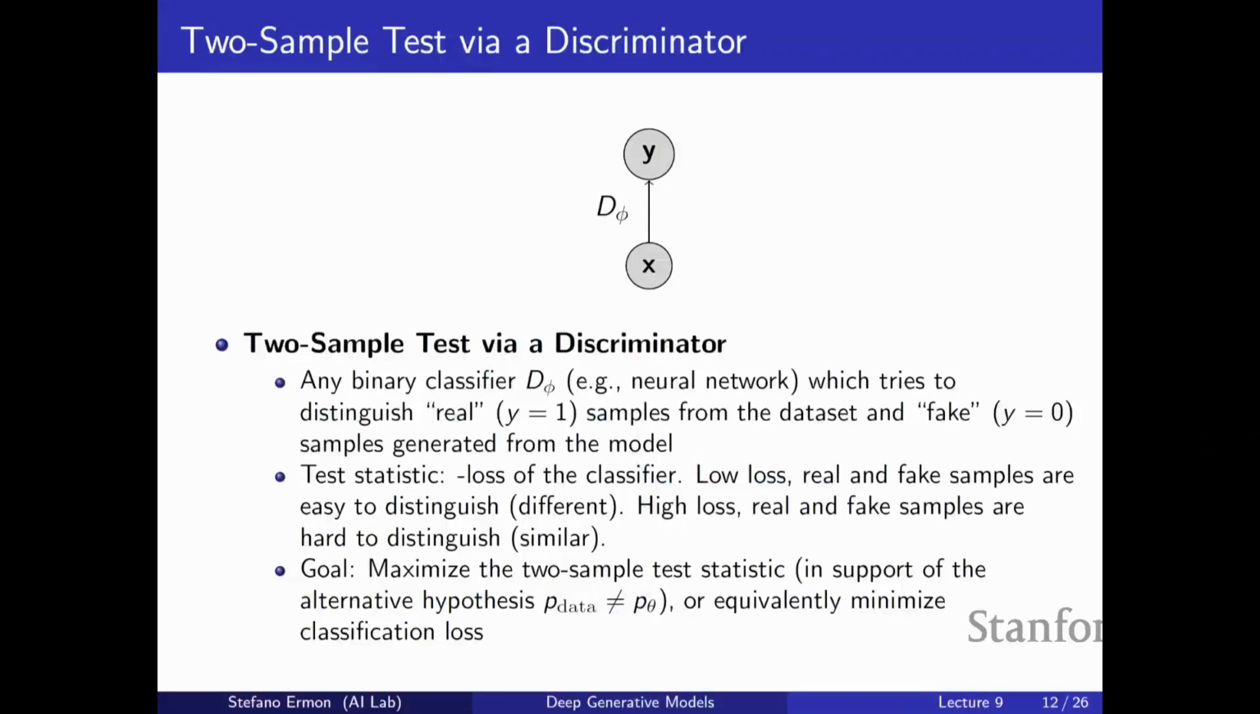And so the goal of this classifier, the way we're going to train it, is to maximize the two-sample test statistic, to figure out what kind of statistic can maximally distinguish between the data and the model, which is the same as minimizing the classification loss. So we're going to train the classifier the usual way to minimize the loss, because that's also what gives us the most power to distinguish these two distributions, these two sets of samples.